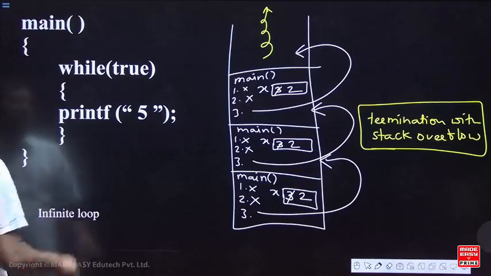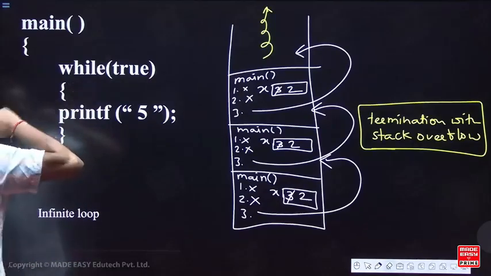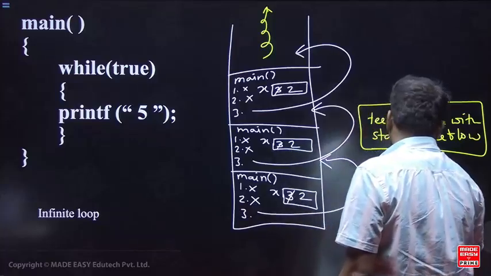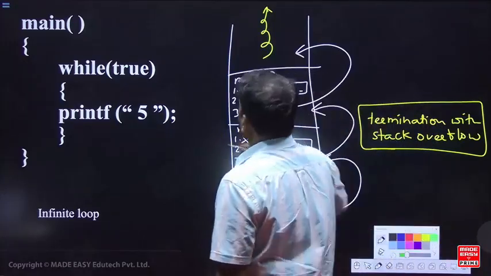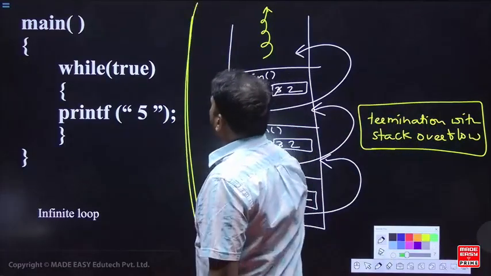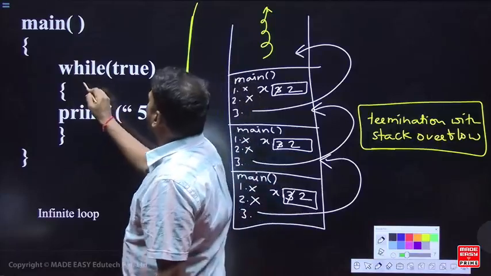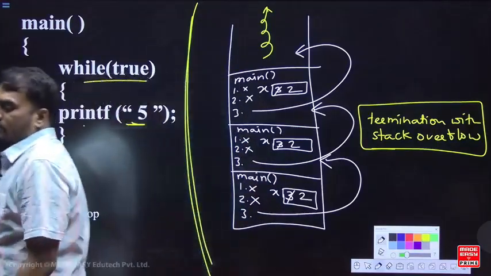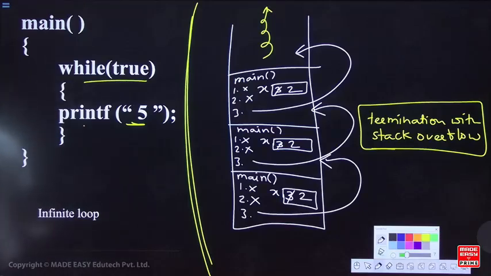Okay, if you want you can copy this. This is called an infinite loop. Just listen here. Main has while true written. Okay, printf 5. Now tell me, what will happen? Till what time will the program run? Oh, you said it so well: 1 hour, 2 hours, 10 hours, depending on your memory.